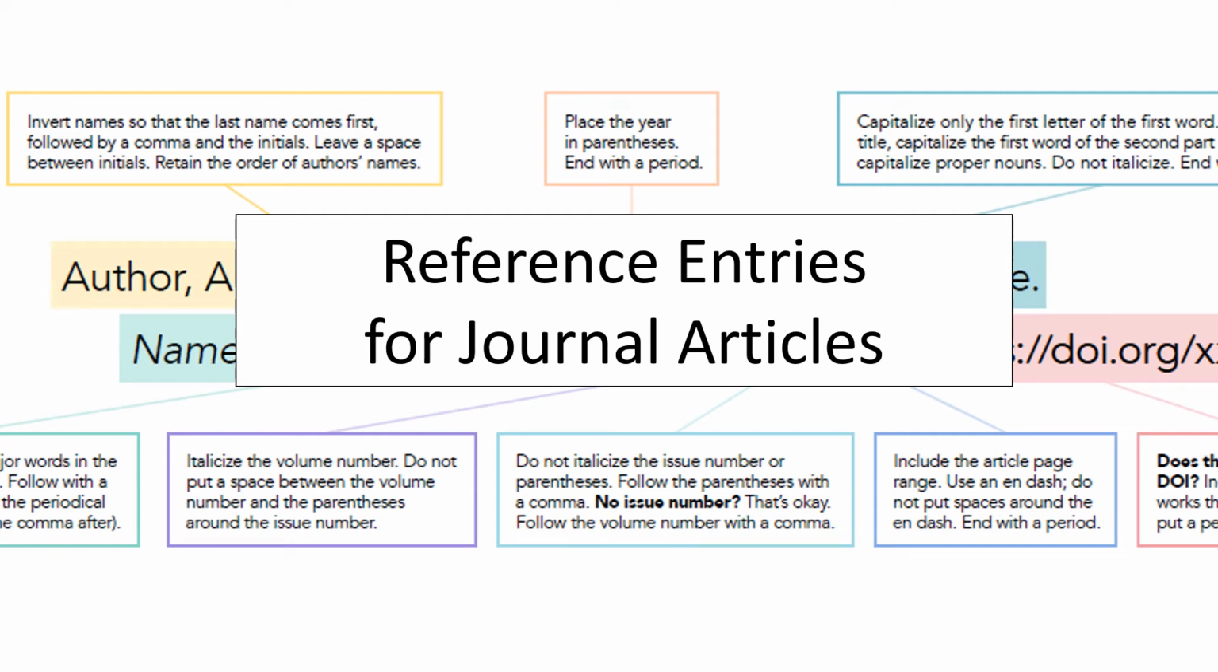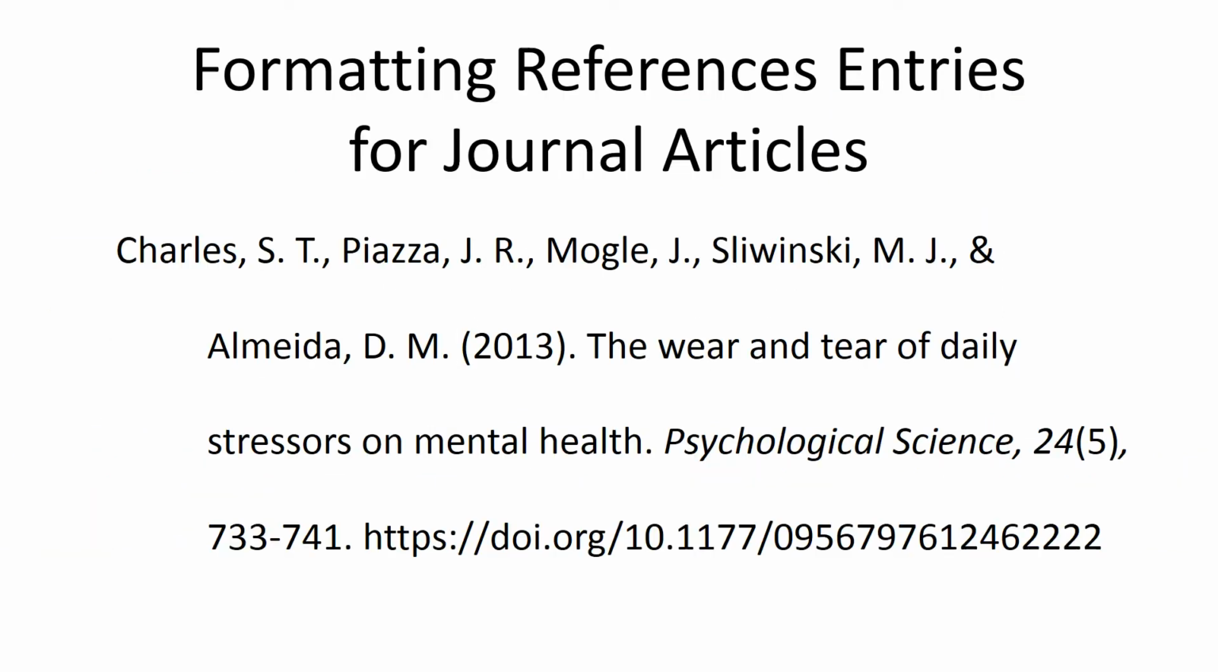You might remember that I think of reference entries as being like a map that tells us how to get to the article. Given the way the articles are indexed and stored, that map needs to provide information to answer 4 questions. Who wrote it? When was it written? What was the title of the article? And where was it published?